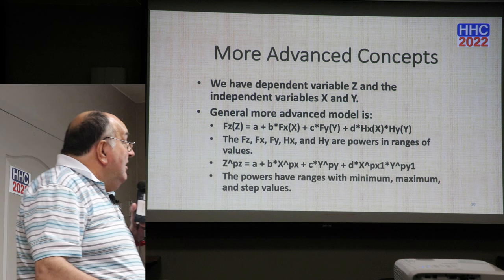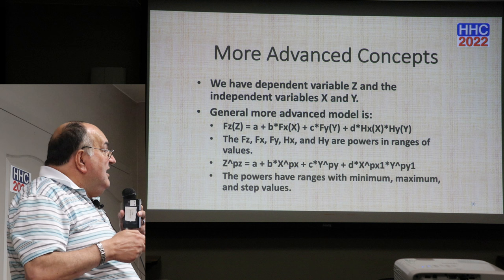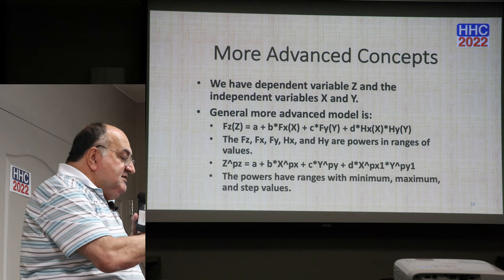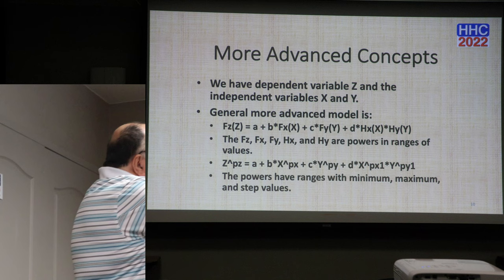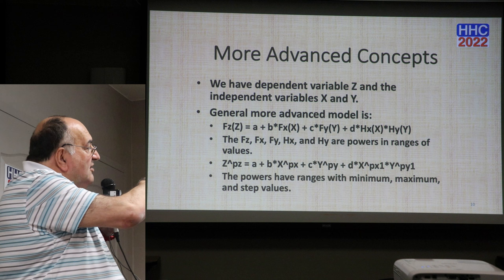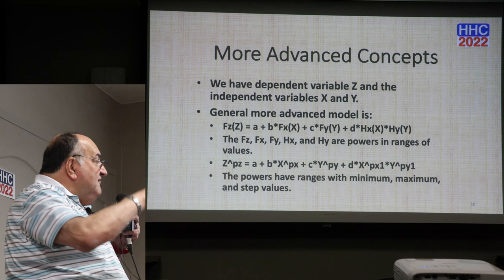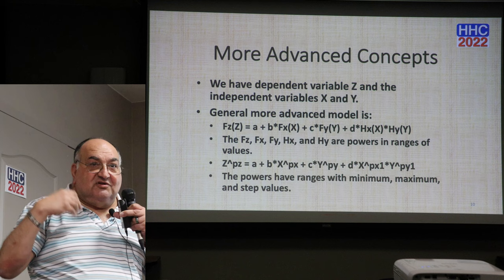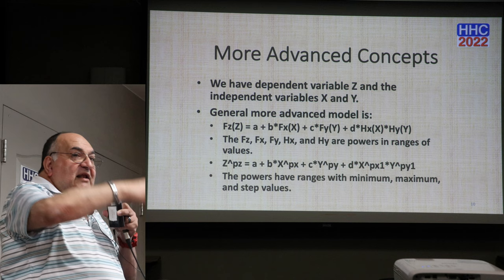A slightly more advanced concept, intermediate, I would say. Again, we have z versus x and y. And now, if you can see, there's a cross product term, d times hx of x, hy of y. And so the fz, fx, fy, hx, and hy are all powers in ranges of values. And then the second equation gives a more explicit form. Again, to search for these models, these powers go from a minimum value to a maximum value in certain steps.